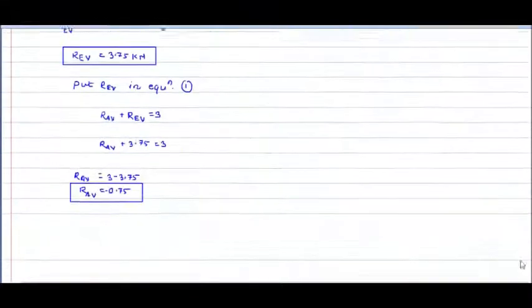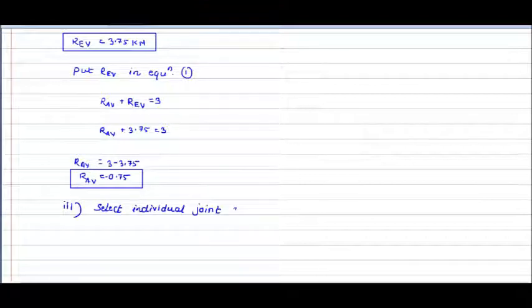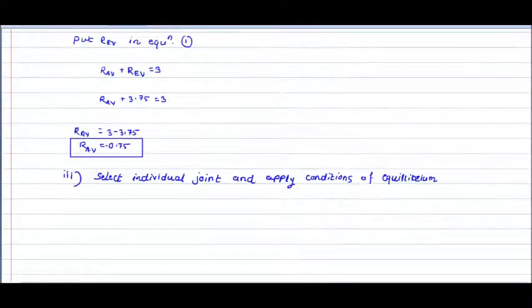Now it is the third step. In the third step we select a single joint, an individual joint, and apply the condition of equilibrium. In the same way here also there's one trick.